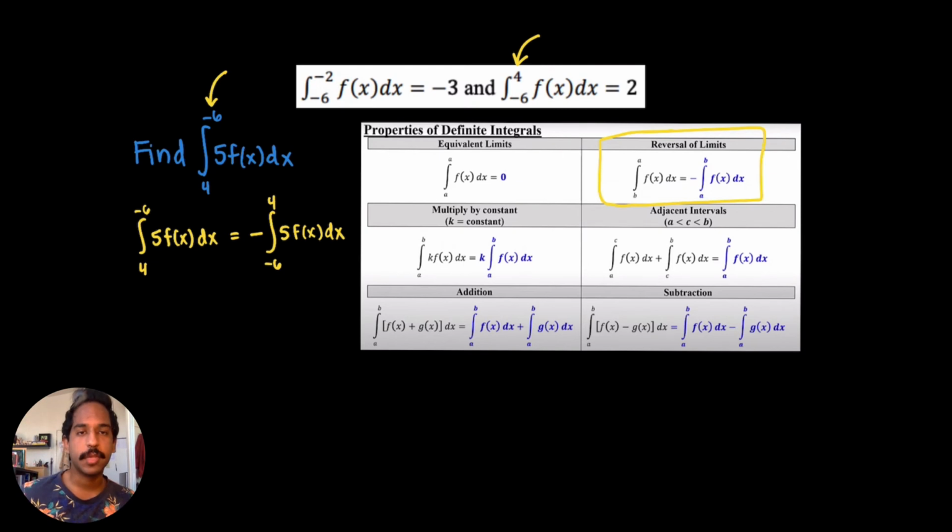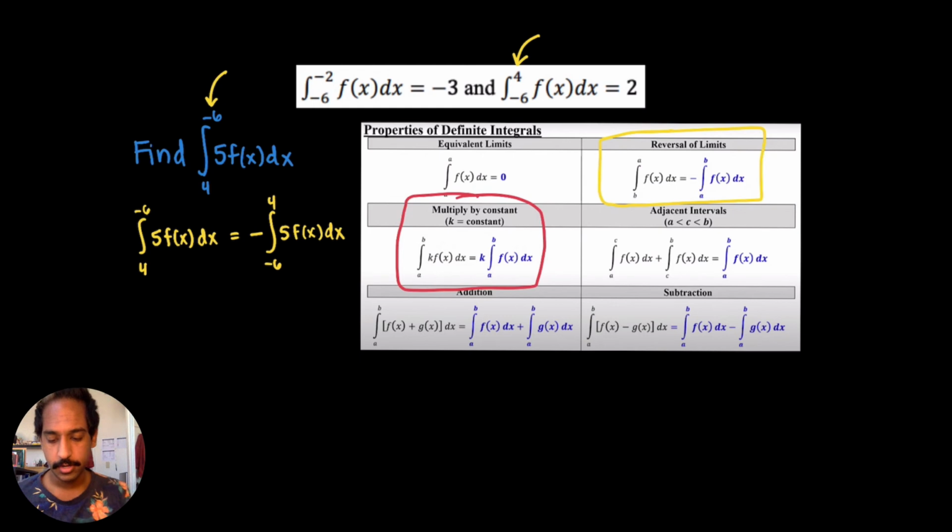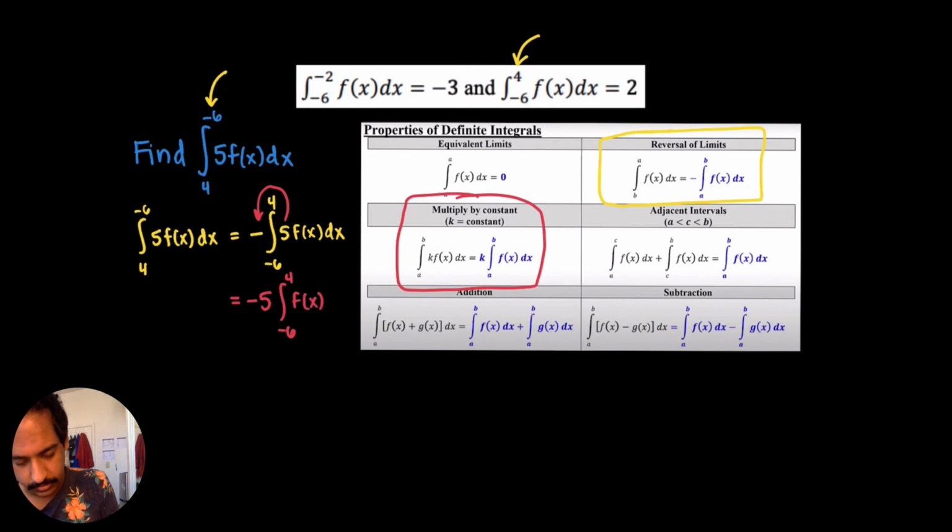Now, what else could I substitute? Because right now, I still don't see just the integral of f of x, I see the integral of 5 times f of x. There's another rule that we can apply, and I'll mark this one in red, where we have a constant. Remember that if there's a constant being multiplied by our function, we can factor out that constant, and that constant alone. And so here, I can say that this will equal negative 5, because I'm taking that 5 outside of the integral, factoring it out from negative 6 to 4 of f of x dx.